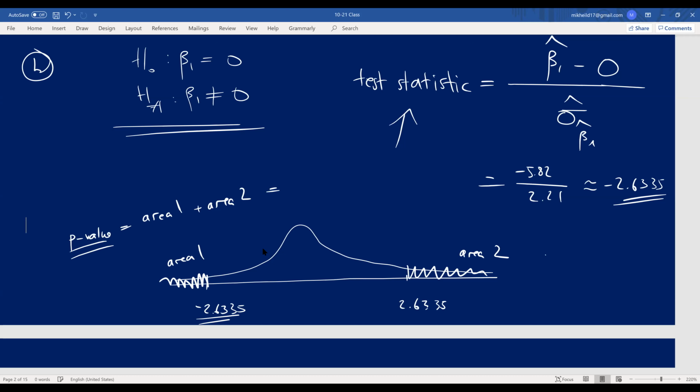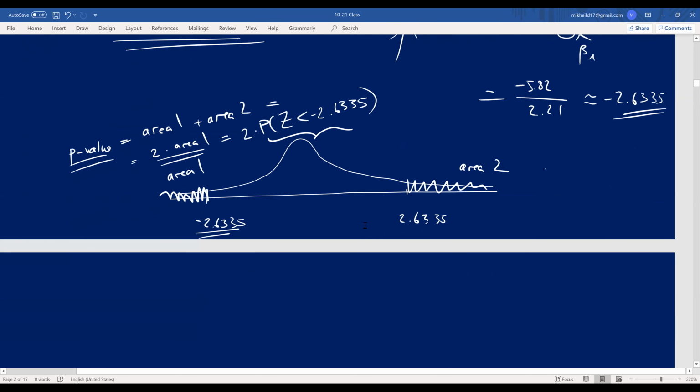But these areas are equal, right? And therefore the p-value is 2 times area 1. But what is area 1? Do you guys see what I am writing? Yes. Can you tell me what is area 1? That's the probability that capital Z is less than what? Negative 2.6335. So we need to calculate this area, right? So that probability.